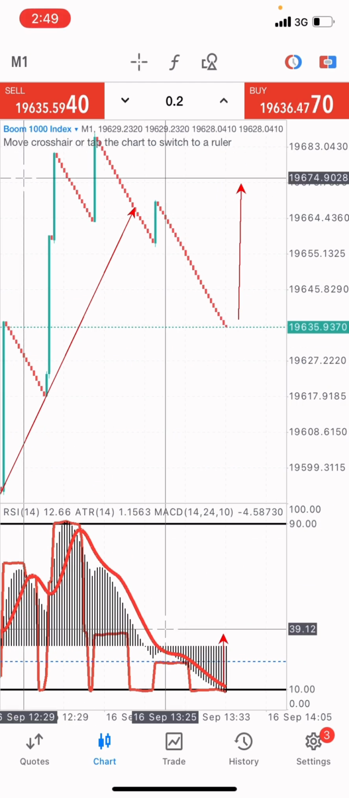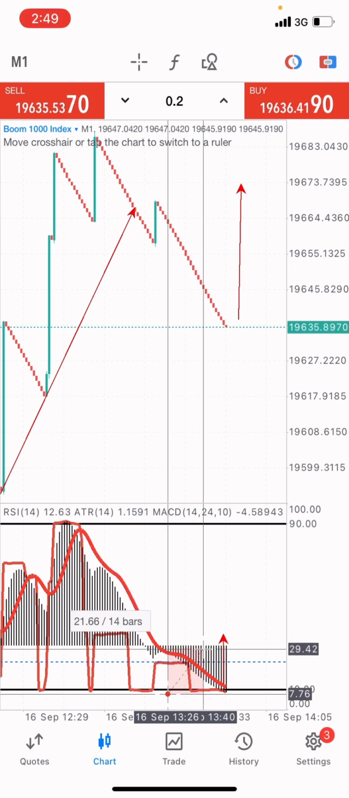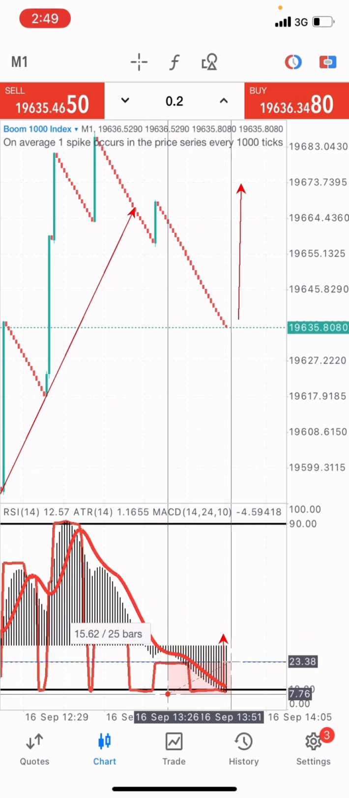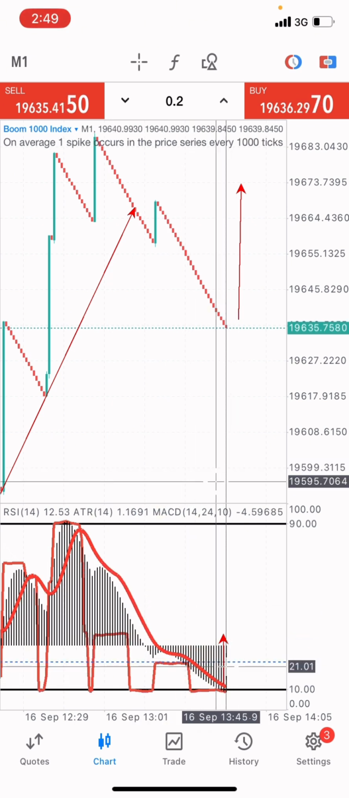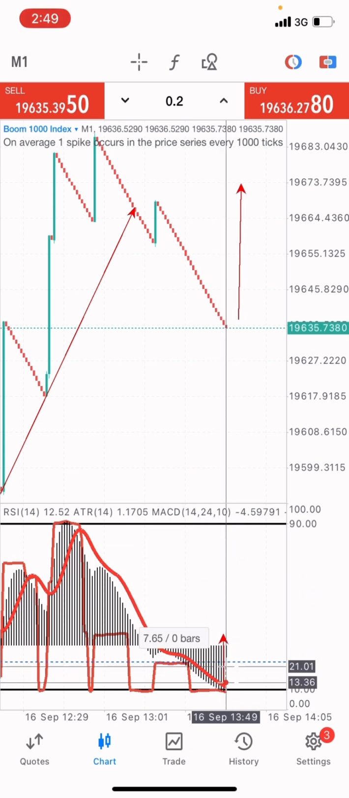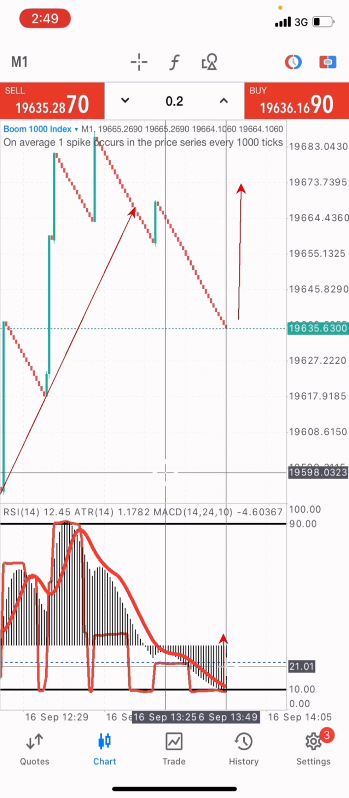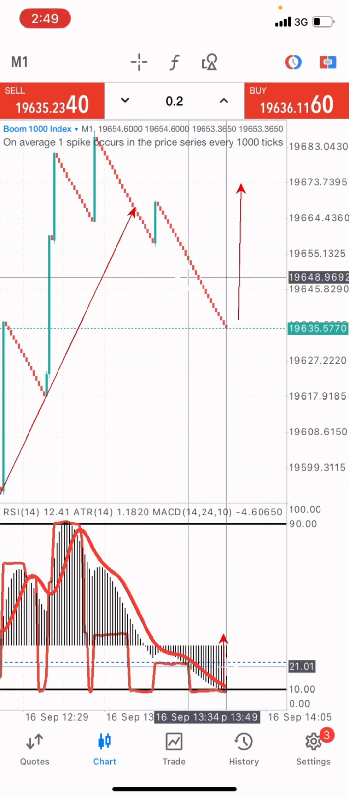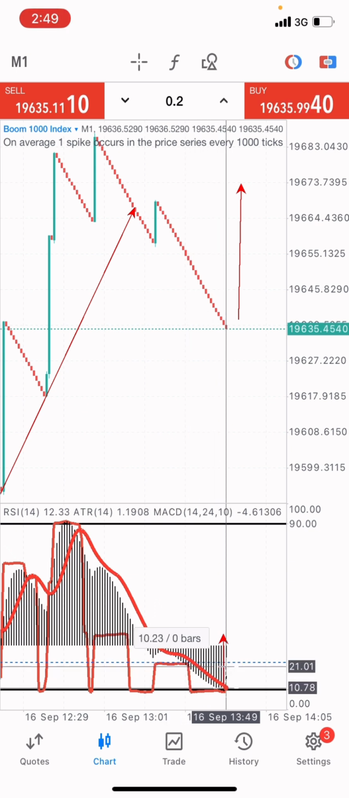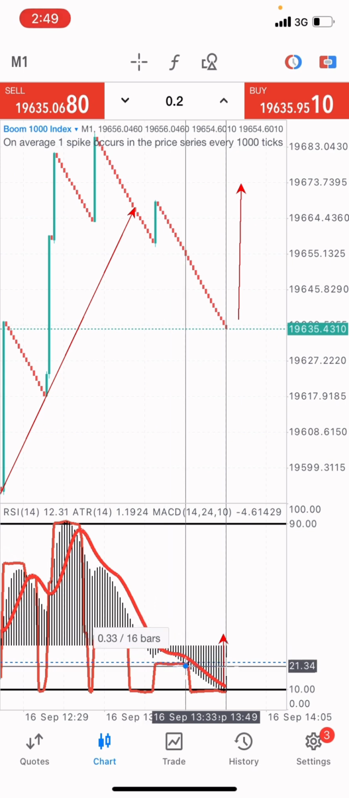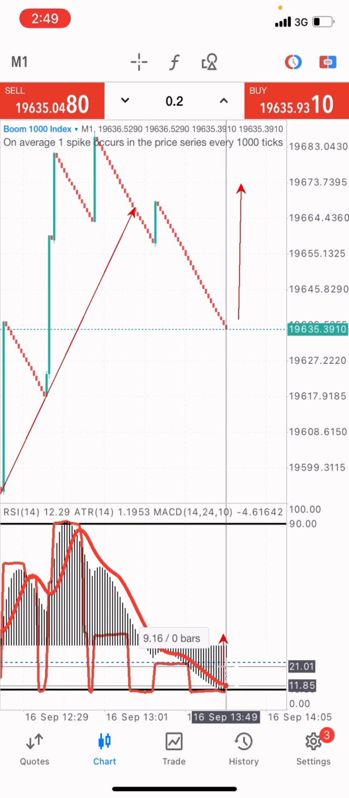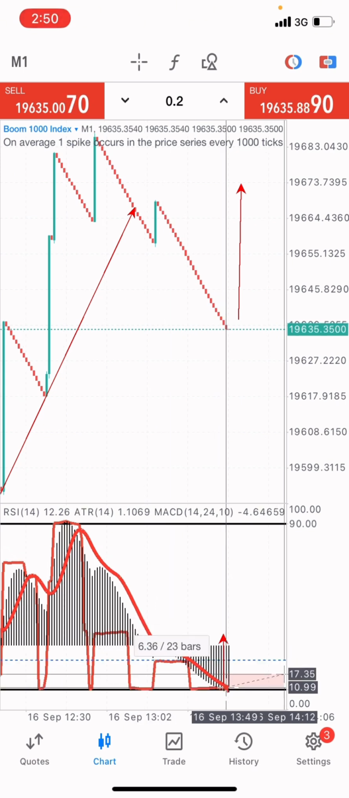Take a look. The MACD right here has gotten to the level of 10. All right, see what I'm talking about here. This is the level of 10. The MACD has gotten to the level of 10 here. This is the level of 10. The MACD right here has gotten to the level of 10, which will result in a spike in the market.